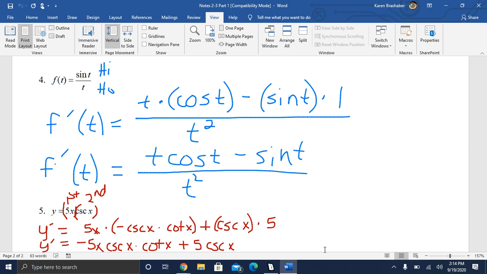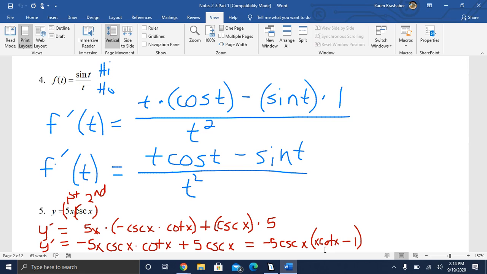And sometimes it's nice to factor out the common factor. So I'll tell you an alternative final answer could be to factor out the negative 5 cosecant of x and have in the parentheses x times the cotangent of x minus 1. But those last two lines are equivalent to each other. And sometimes it is nice to have a product, especially if you're trying to solve y prime equals 0.